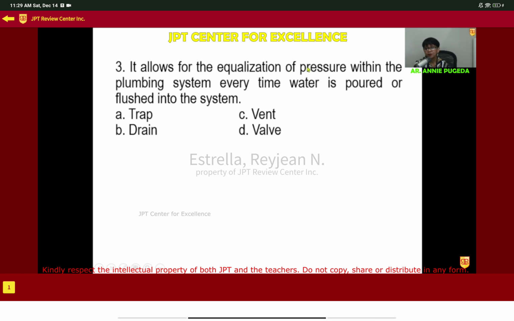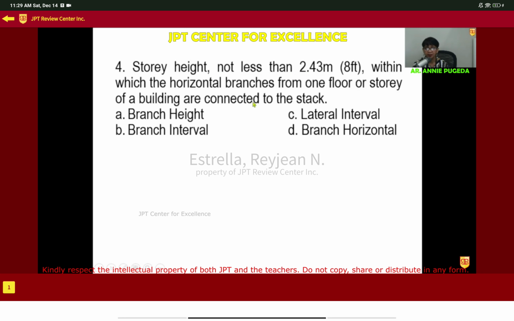Okay? Now, it allows for the equalization of pressure. What pressure is this? To equalize the atmospheric pressure and the air pressure. Equalization: negative, positive, equal. So, maganda ang flow ng ating mga waste. Therefore, it is about the vent. Next, story height not less than 2.43. Alam niyo na yan.